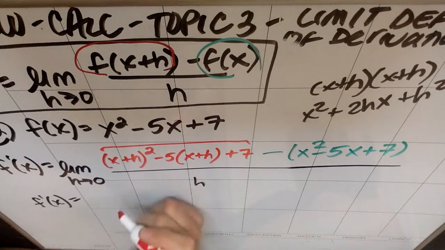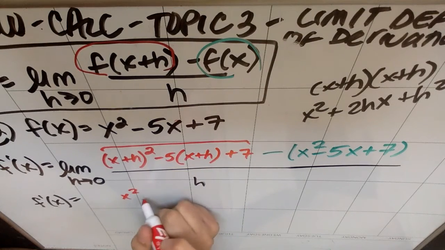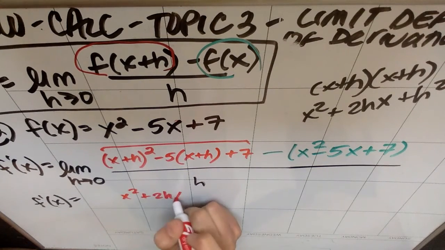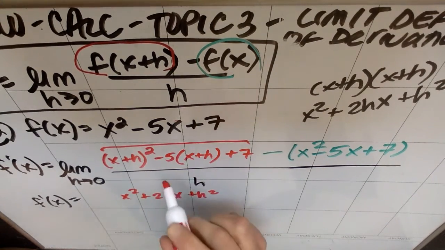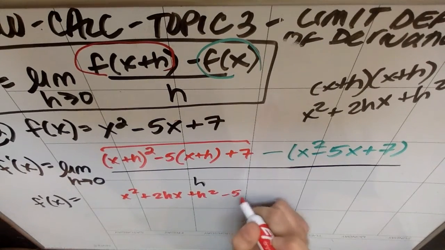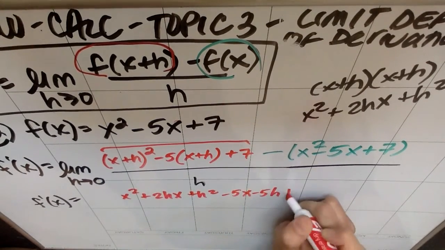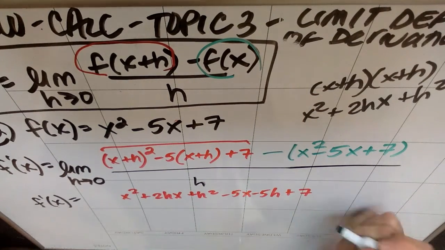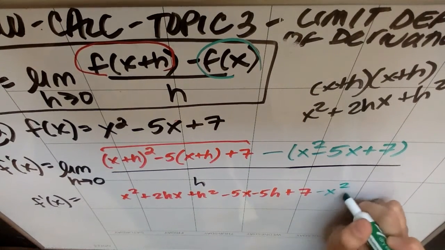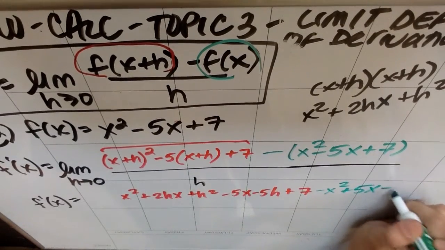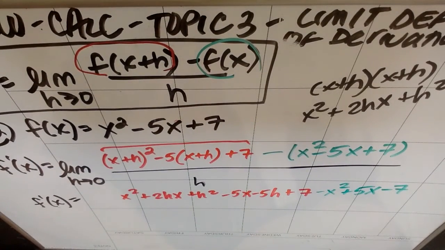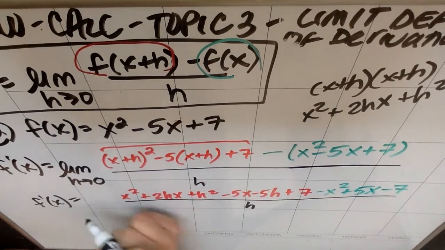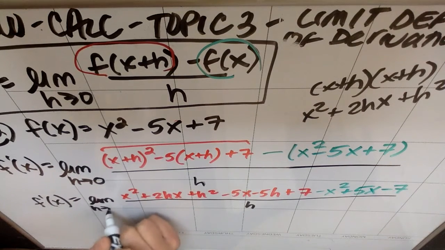And I am going to have to write limit, but I'm going to switch back in a sec to the color that I've been writing that in. So x squared plus 2hx plus h squared. When I distribute this negative 5, I'm going to get a minus 5x and a minus 5h, and I have a plus 7. In green, when I distribute the negative, I'm going to get a negative x squared, a plus 5x, and a minus 7. Okay, all of that's going to be over an h, and I do need to write limit. I just wanted to wait until I got back to the marker that I'd been using for that. So limit as h approaches 0, okay?